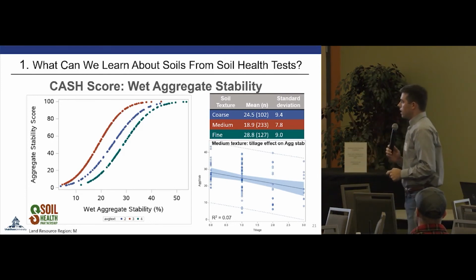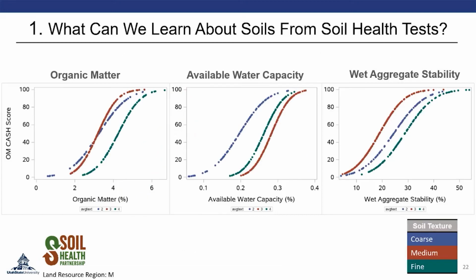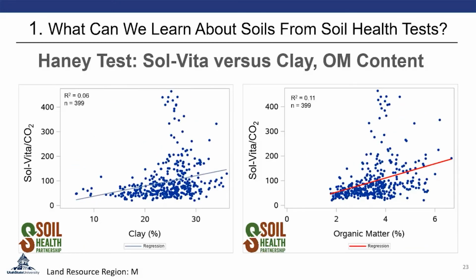All right, so these show some of the relationships between, on the left, the percent clay and the soil respiration in the Haney test, and percent organic matter. Again, these relationships are very weak, but I still think that there is something important that we can learn here: that if your organic matter increases, then your biological activity is going to increase overall. And that's basically what we can learn from that Haney test.